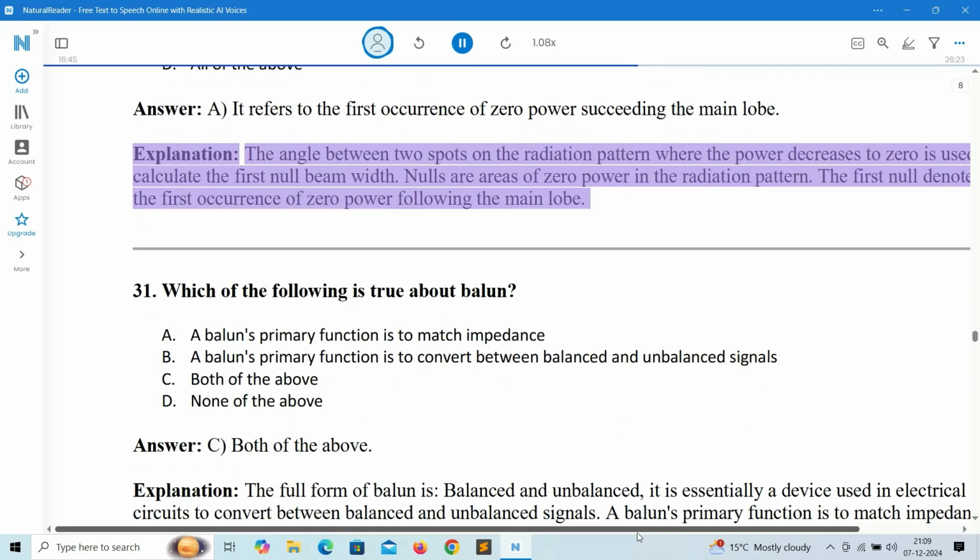Explanation. The angle between two spots on the radiation pattern where the power decreases to zero is used to calculate the first null beam width. Nulls are areas of zero power in the radiation pattern. The first null denotes the first occurrence of zero power following the main lobe.